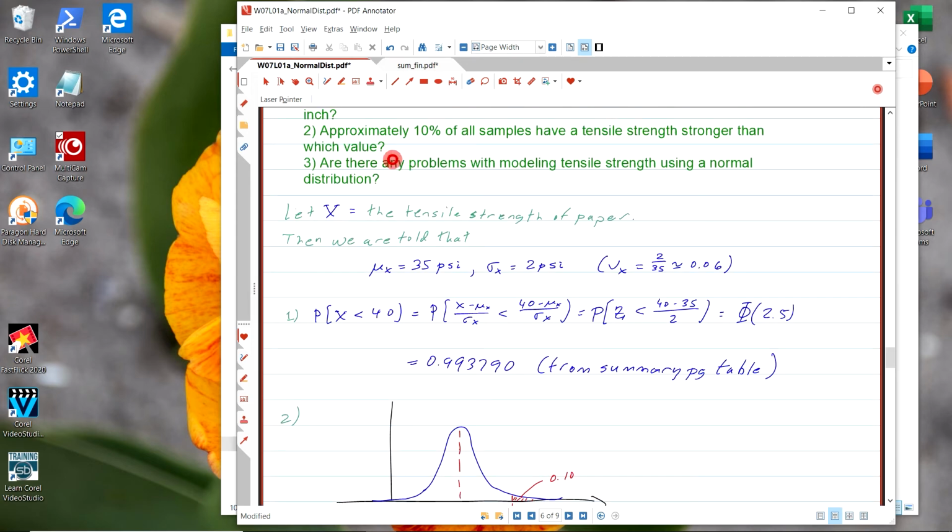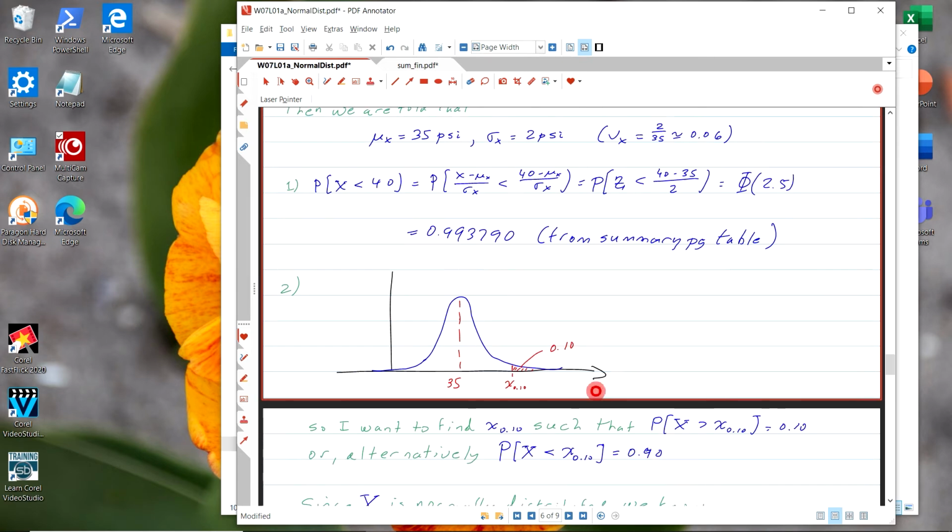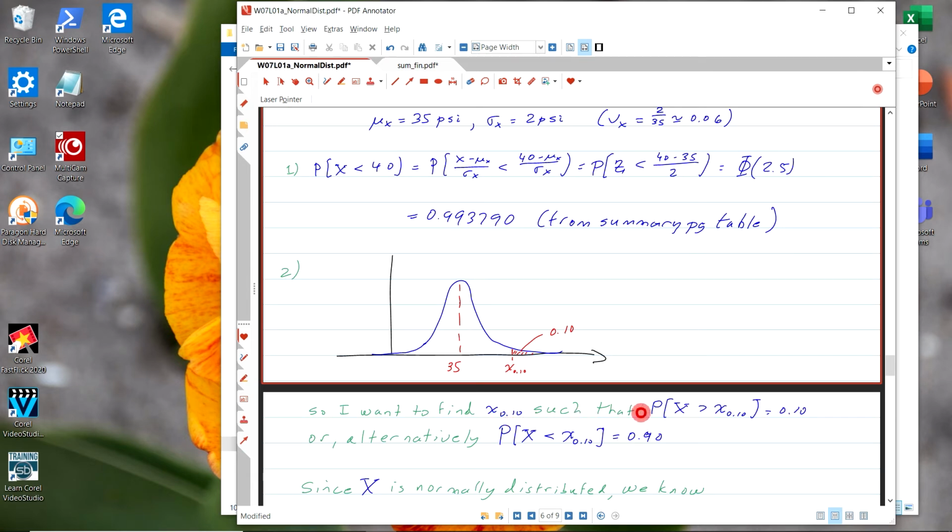Part 2 of the question says approximately 10% of all samples have a tensile strength stronger than what value? Basically it's saying if I were to repeat this experiment many times, what tensile strength is exceeded only 10% of the time? Okay, so I'm going to call this x sub 0.10. And basically we know that value will have area above it of 0.10, 10%. So I want to find this x 0.10 such that the probability that x is bigger than that value is equal to this 10%. Or alternatively, the probability that x is less than x 0.10 is 0.90.